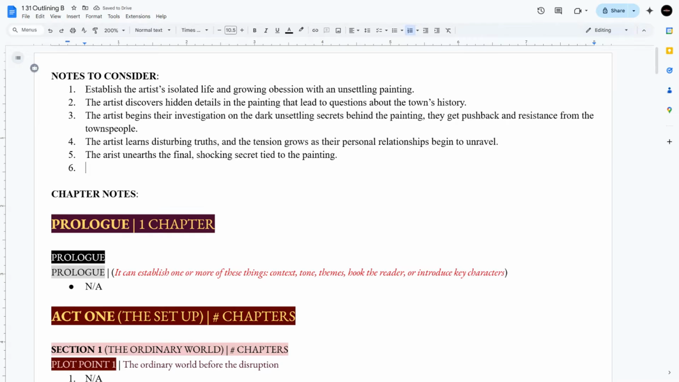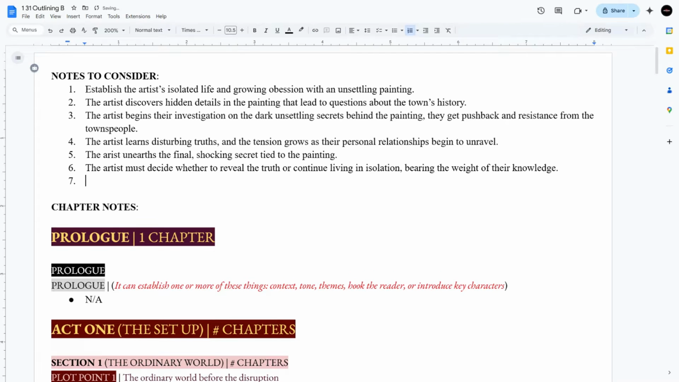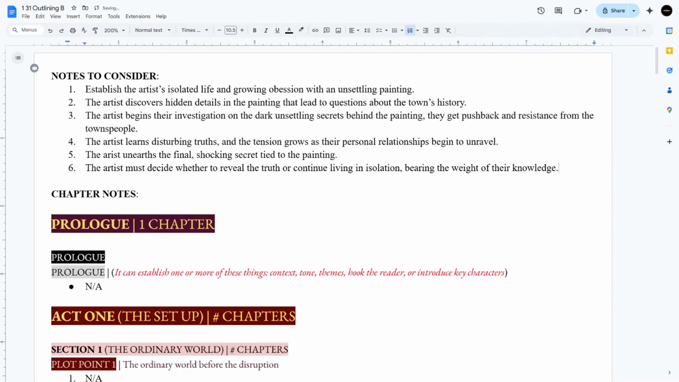And then I want a resolution. So the artist must decide whether to reveal the truth or continue living in isolation, bearing the weight of their knowledge. Ooh, yes, let's get dark with it. All right. Do I want more information, or is that it? I could brainstorm this for hours, by the way.